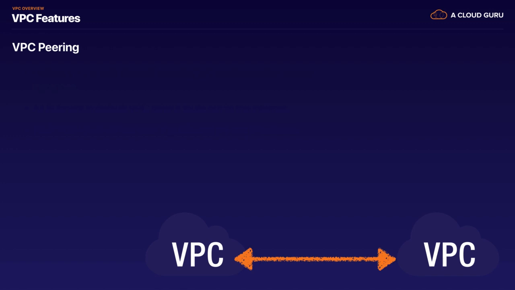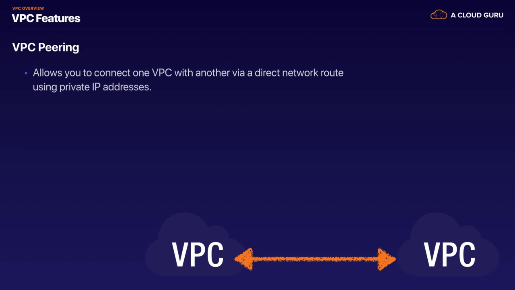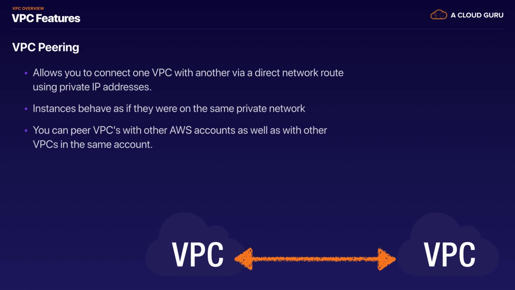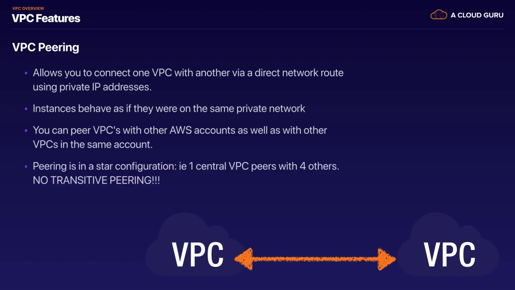We can also do VPC peering, which we're going to look at later on in this section of the course. This allows you to connect one VPC with another via a direct network route using private IP addresses, and instances behave as if they were on the same private network. And you can peer VPCs with other AWS accounts as well as with other VPCs in the same account. And peering is always in a star configuration. This means you have one central VPC that peers with four others. You can't do transitive peering.